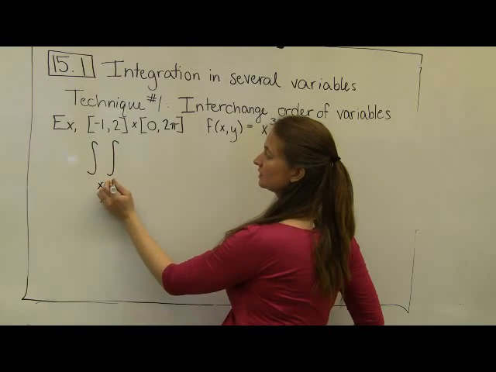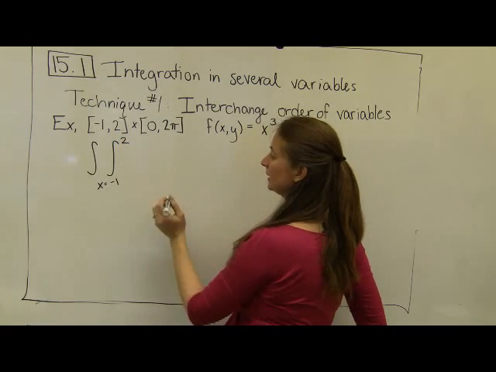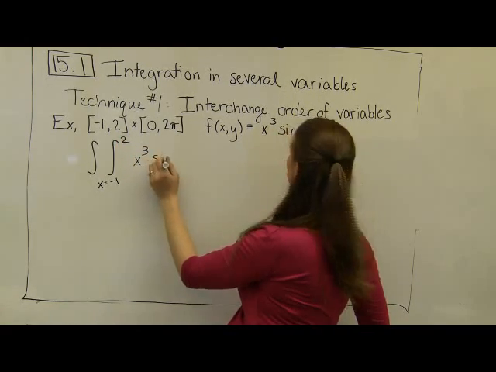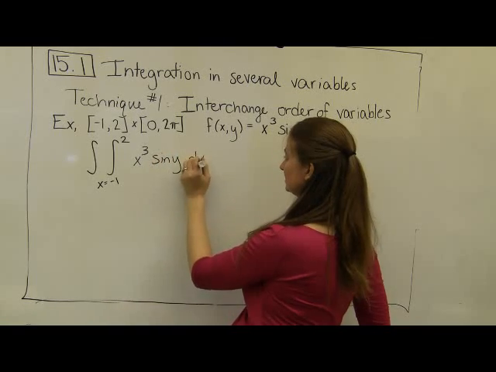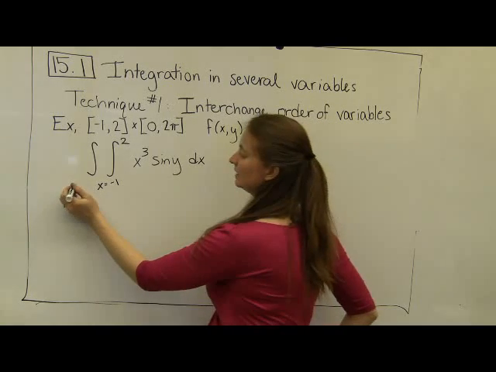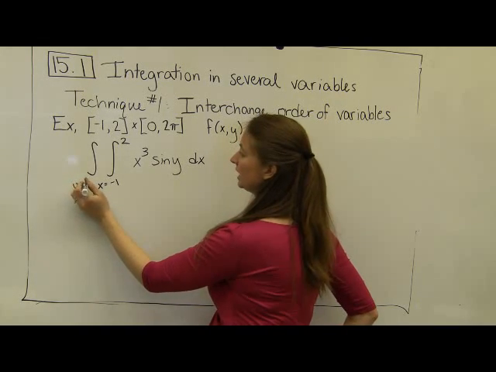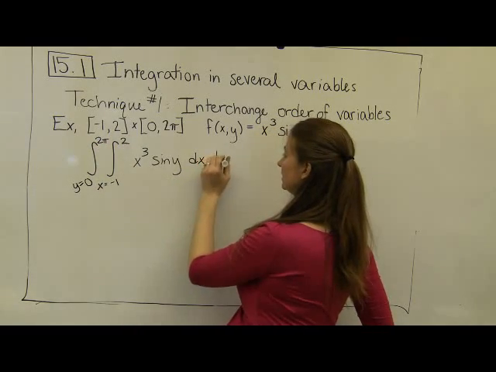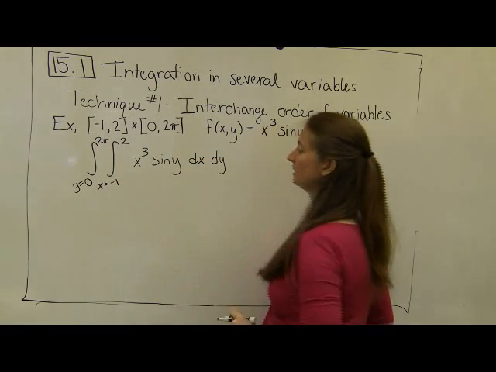So let's say that my x goes from -1 to 2 of this function, x cubed sine of y dx, because my differential has to match the bounds. And then my outer integral is going to be where y goes from 0 to 2 pi, and my outer differential has to match the outer bounds.